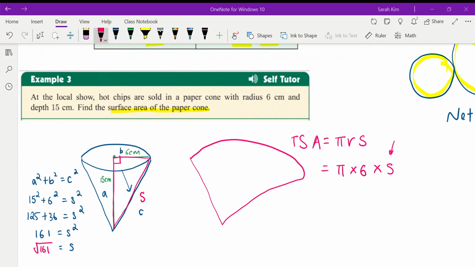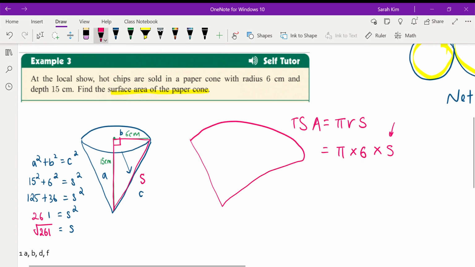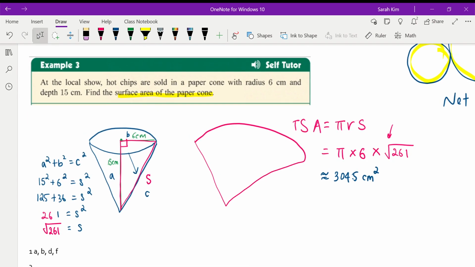So I get, I did something wrong. I did 261, so it should be 261. My bad. So it should just be 261, and then I should have my S, and then all I have to do is substitute it over here. Square root of 261, and I just checked that in the calculator. Pi times 6 times square root of 261. And if I check the answers, I should have approximately 304.5, and then again, if it's surface area, you just have to make sure your units are squared, so centimeters squared.